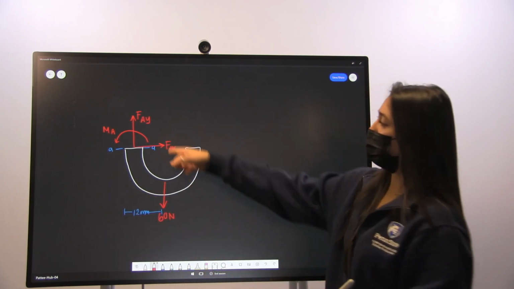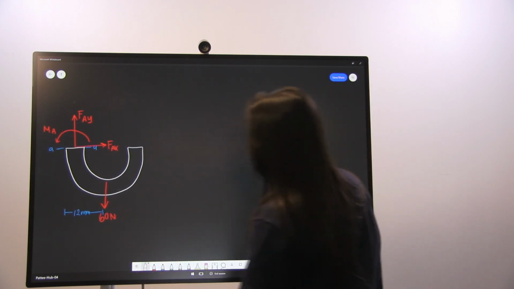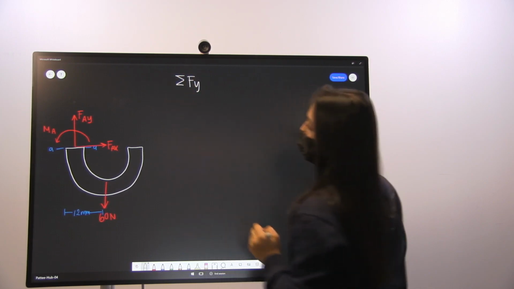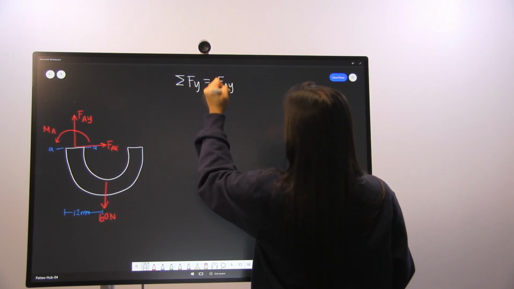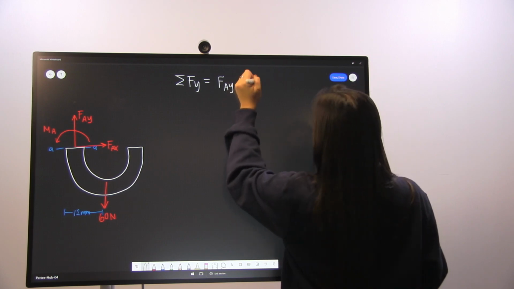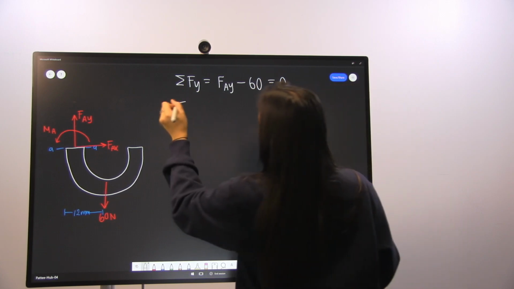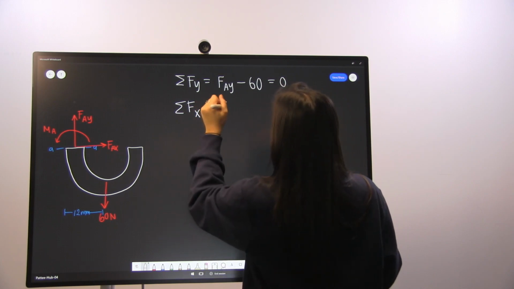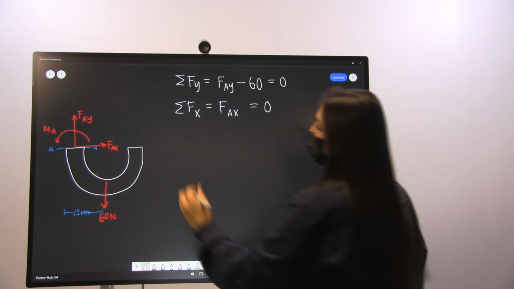In order to solve for these internal forces and moments, we're going to use our equilibrium equations. First we can start with summing our forces in the Y direction. In the Y direction, we have our FAY acting upwards. We have our given 60 Newton force, so we use negative 60 acting downwards, and this is all equal to 0. Summing the forces in the X direction, we have just our FAX, and that is equal to 0.